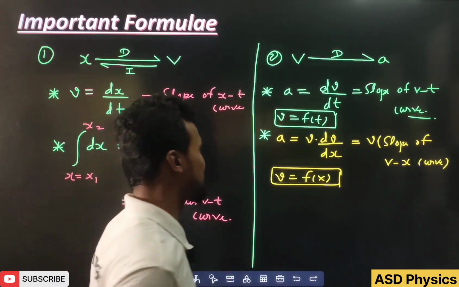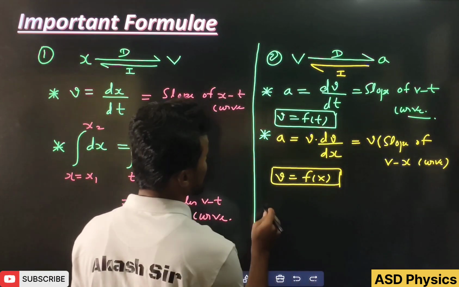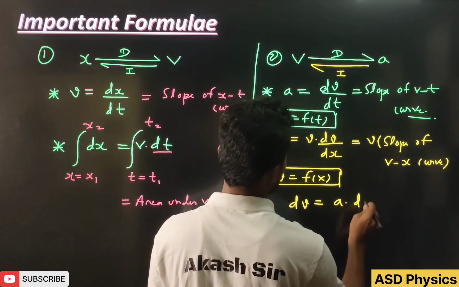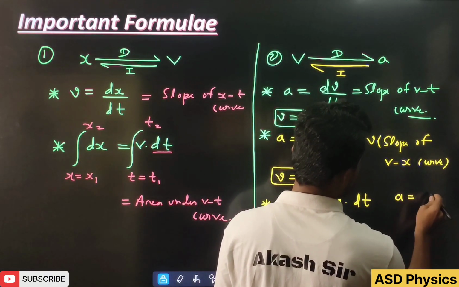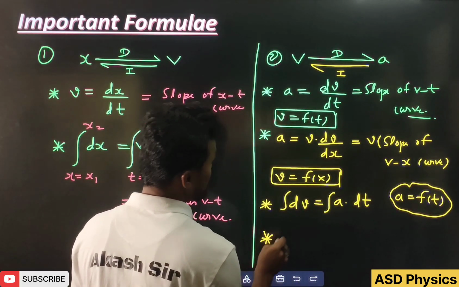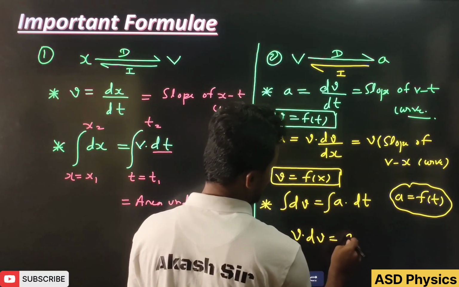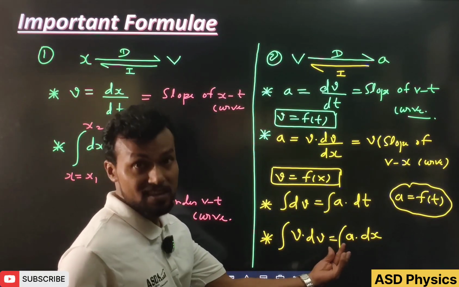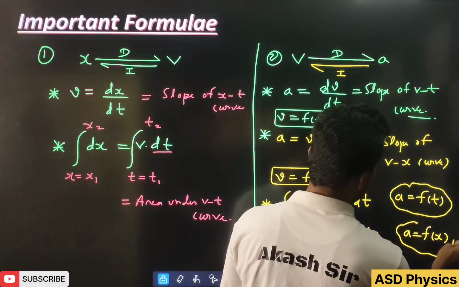All these basics are needed. If we are going in the reverse direction, that means acceleration to velocity, from here we can write dv equal to a into dt, and integrate. Again, acceleration should be a function of time, then we can use this formula. For the second one, we can write v into dv equal to a into dx, integration. Here acceleration should be a function of displacement or position.